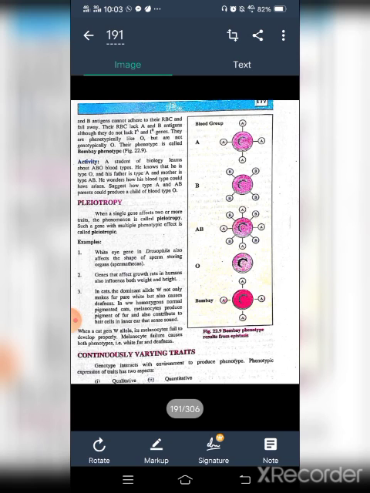Activity: A student of biology learns about ABO blood types. He knows that he is type O and his father is type A and the mother is AB. He wonders how his blood type could have arisen. Suggest how type A and AB parents could produce a child with blood type O. Students, you should solve this activity.